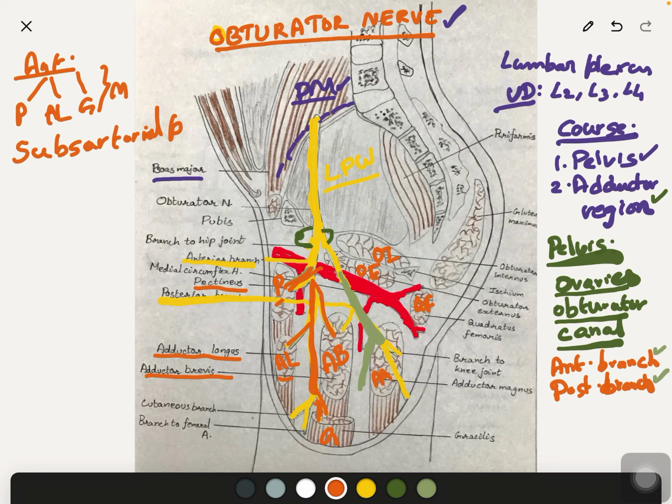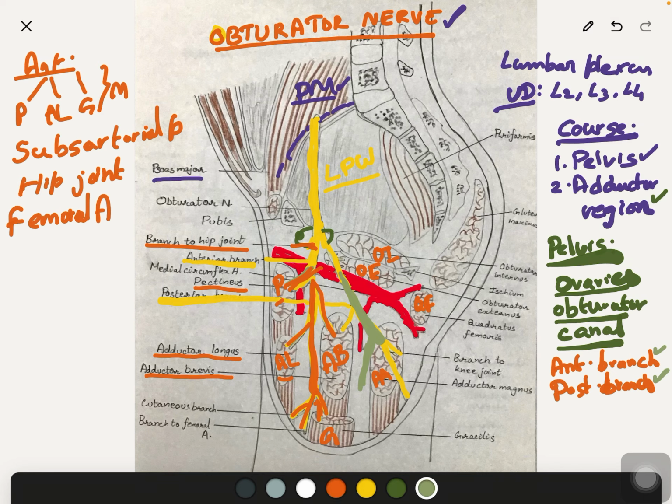Then it supplies a branch to the hip joint. So this is giving one branch to the hip joint, that is the articular branch. It gives a branch to the femoral artery also. So these are the supply of the anterior division.